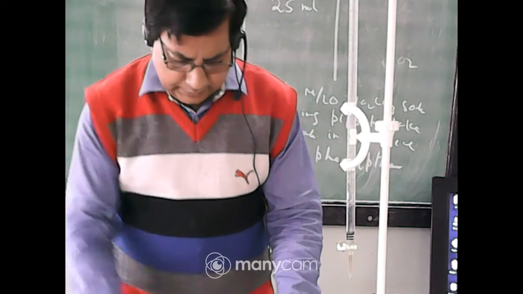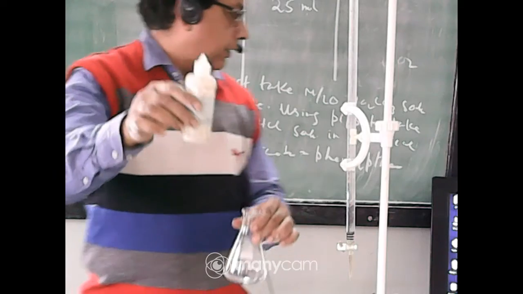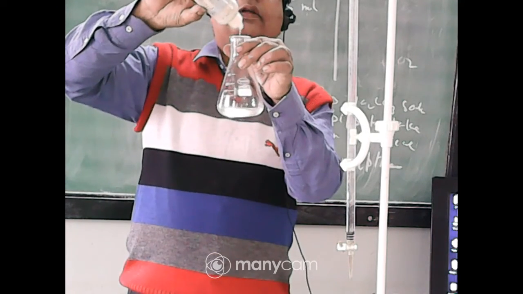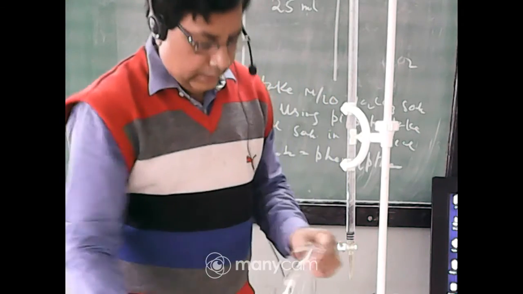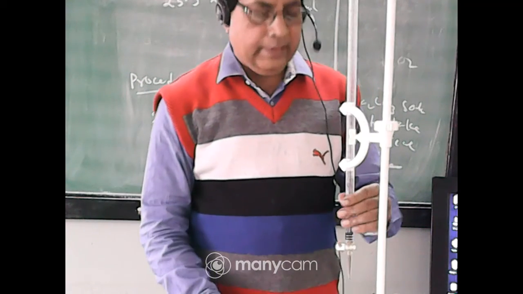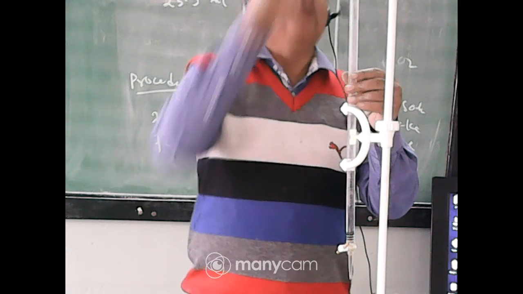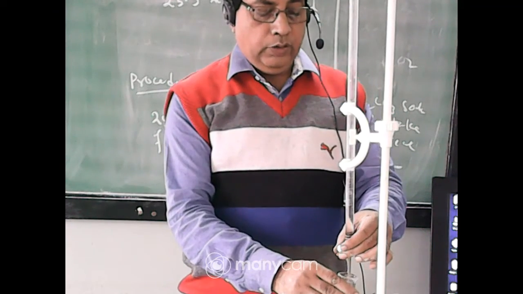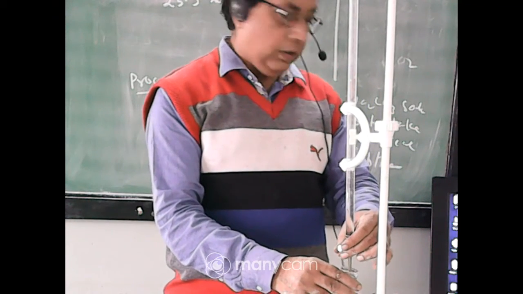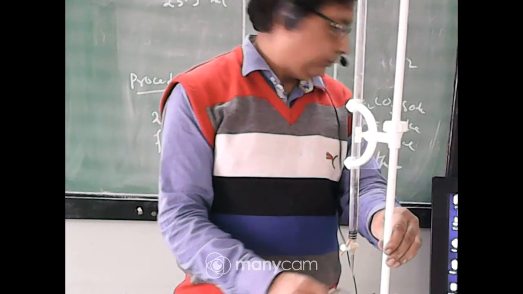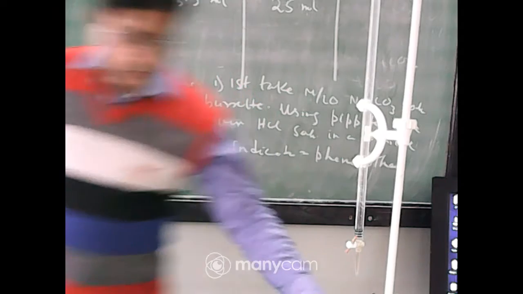Then you add the phenolphthalein indicator, a few drops. Then you titrate this. Already the burette is at the 0 mark here. Wait for 1 minute. The camera is not fit well.